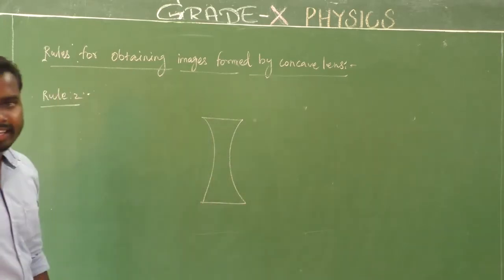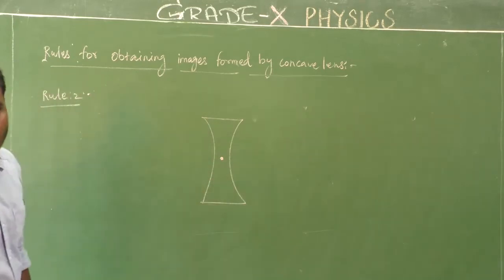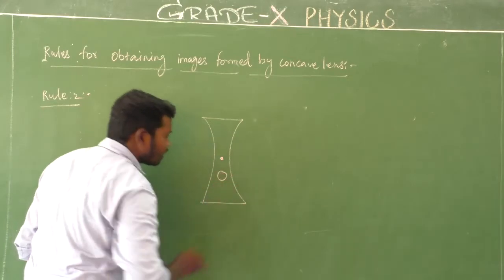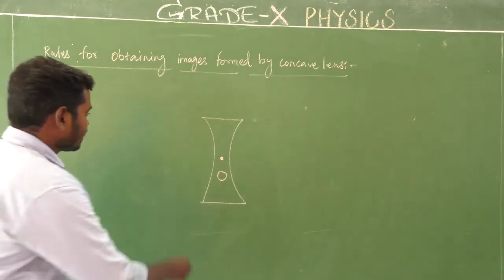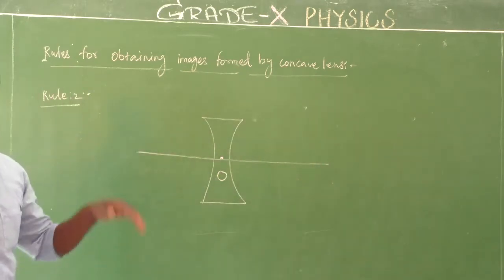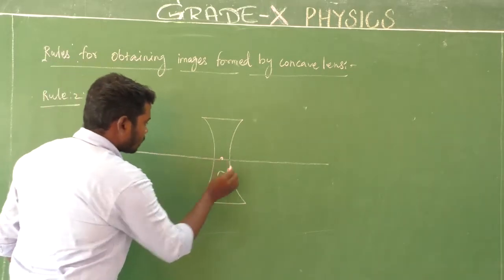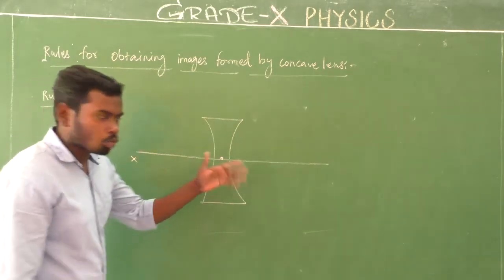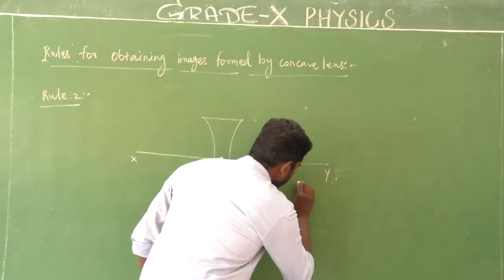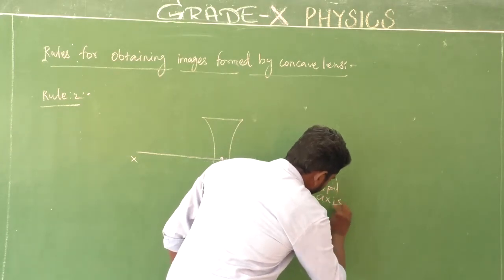Consider a concave lens. The center point of a concave lens, what is that? It is the optical center. The optical center is denoted by the capital letter O. Am I right? Yes. Next, an imaginary line which passes through the optical center, that is the principal axis. Consider that as X, Y. That is the principal axis. Very simple.